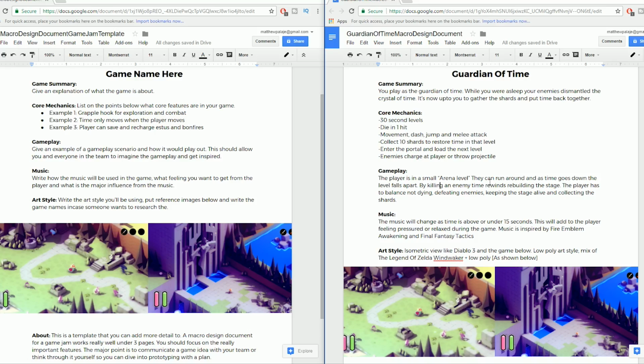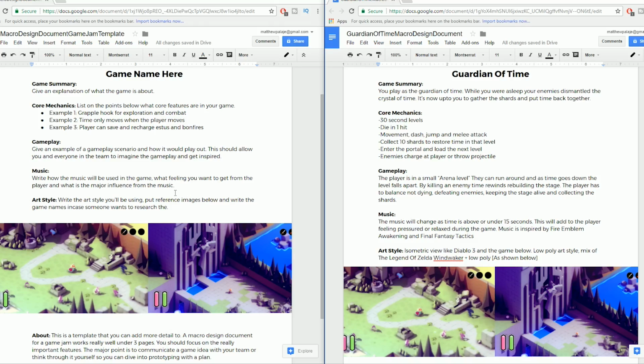And the way they do this is by defeating enemies to get time back, keeping the stage alive, and collecting the shards. So hopefully, by reading this, you can get a sense of, okay, the game is about these things, and these are the things that you're doing, this is the kind of level it's in, and you're imagining the gameplay. Next up, you have the music, and I believe writing how the music will be used, what feeling you want to get from the player, and what is the major influence with the music.